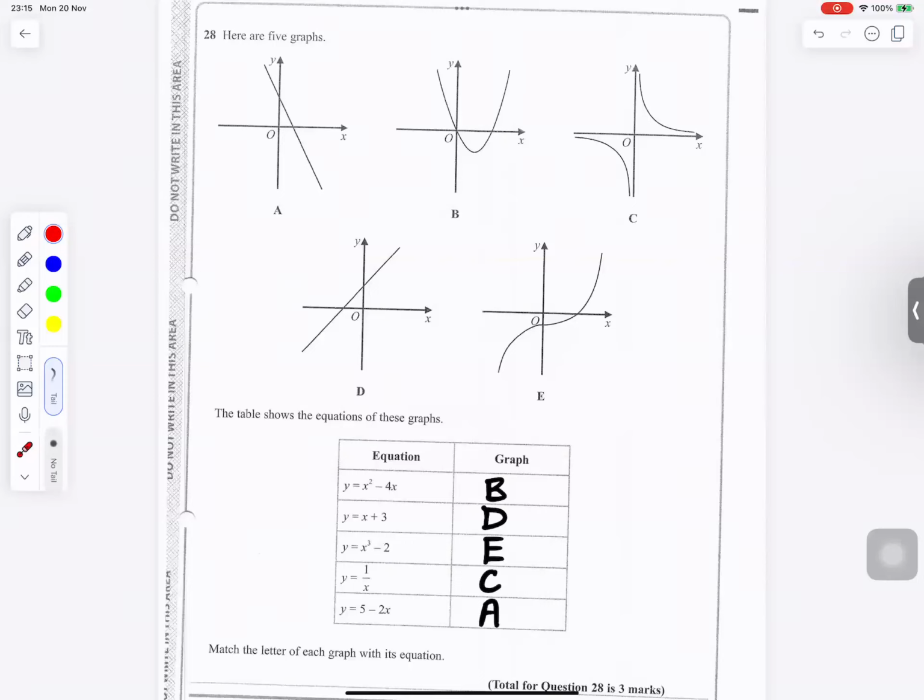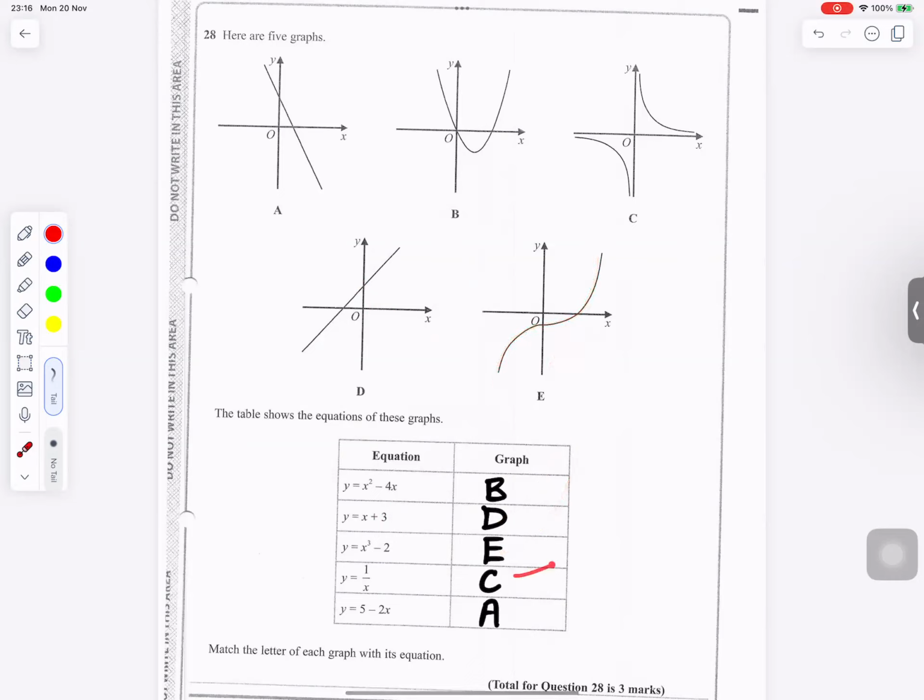Question 28. You should be able to identify some of these graphs by looking at them. Anything that has a square in it, quadratic, is a U shape. So that one is B. Whenever you see x squared, think of a U shape like that or like that, if the x squared is minus. X plus 3 is a straight line and it has to pass at 3. So this one is more likely because that point there can be 3. X cubed is this curly one. So that's E for x cubed.